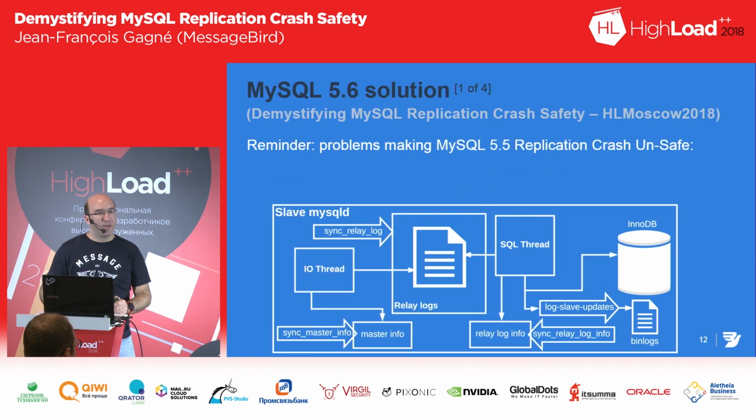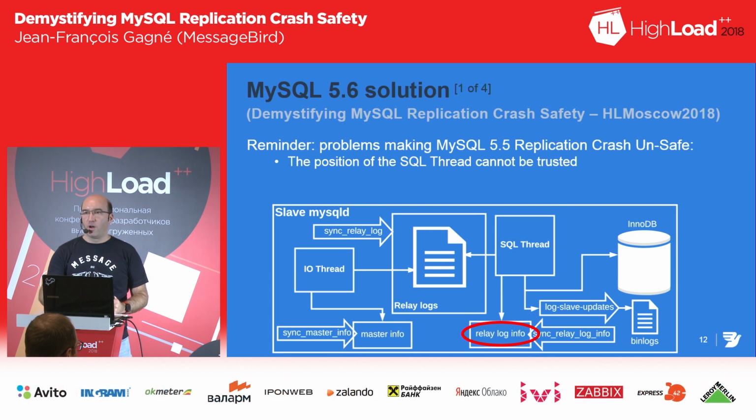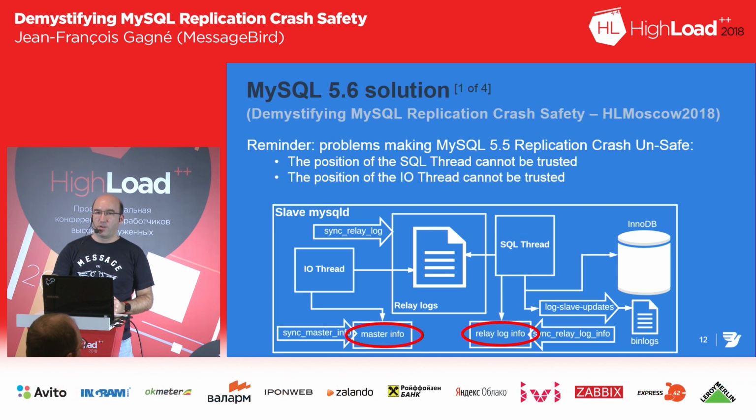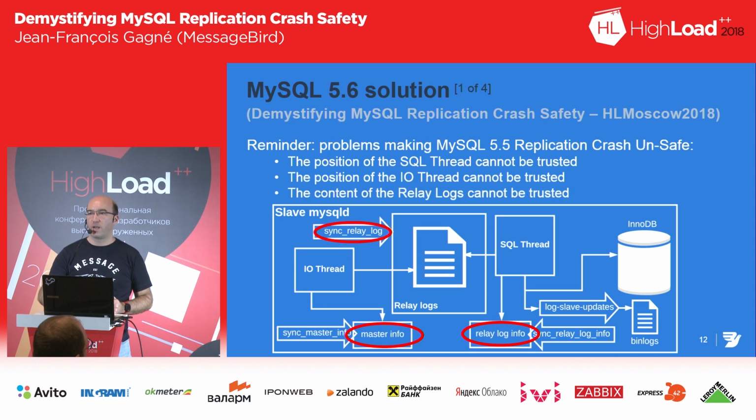And now we can talk about MySQL 5.6 and how MySQL 5.6 will improve on replication crash safety. Just a reminder of why MySQL 5.5 is not crash safe. It's because the relay log info is in a file. The master info is in a file, so we cannot trust the IO thread position, and we cannot trust the content of the relay log either, because they might not be in sync. And as I said, don't play with those 2 parameters with MySQL 5.5. They will not do anything for crash safety.